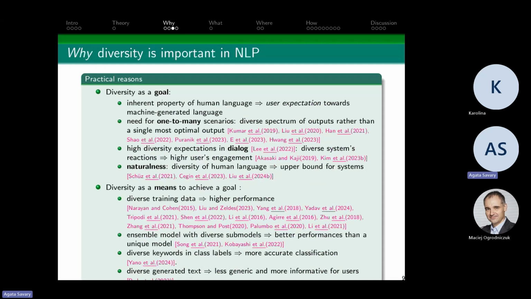Of course, people heavily look at the quality of generation, and there again, they want the generated output to be diverse because it's less generic and more informative for users. That's what user experiments show, and so on and so forth. So it looks like there are really many reasons why diversity should be important in NLP.